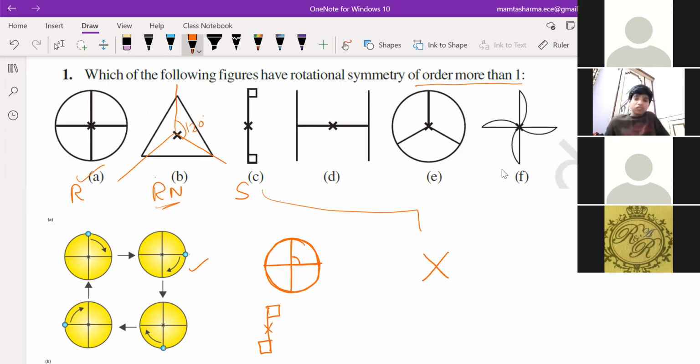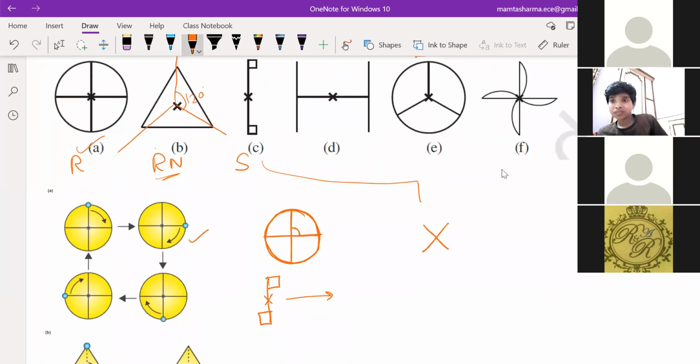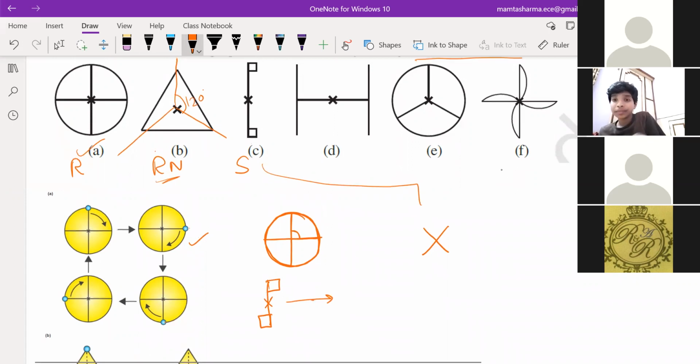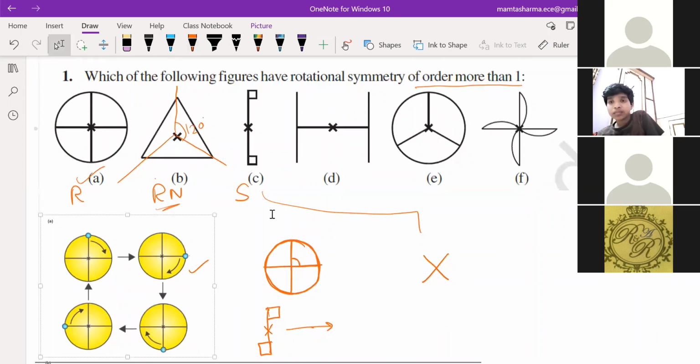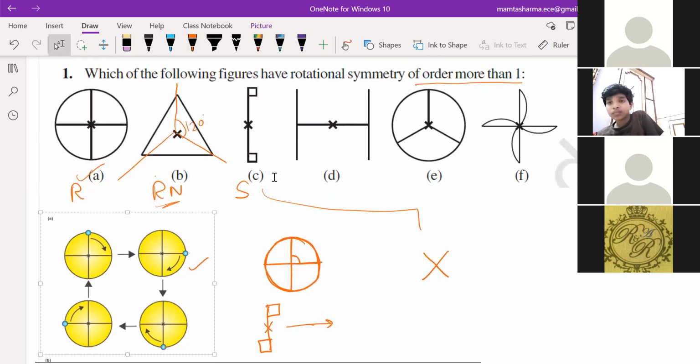Clear? Yes, ma'am. Similarly, for the second one, Shiva Pranav, this is your original figure. You rotate it by 180 degrees. What will happen? The squares are not equal, Shiva Pranav. The squares are on the same side. Yes, the squares are on the same side.